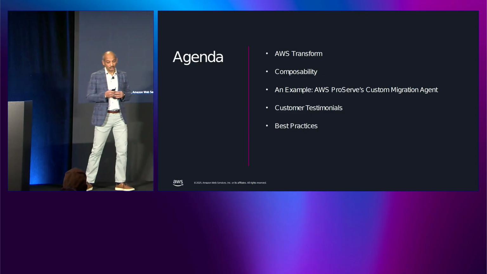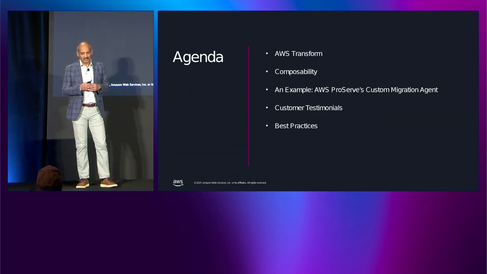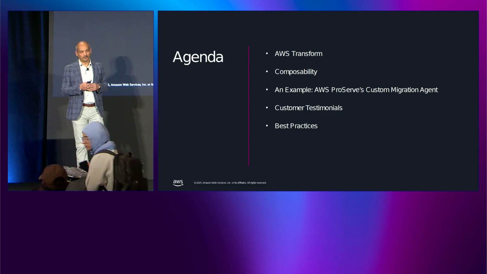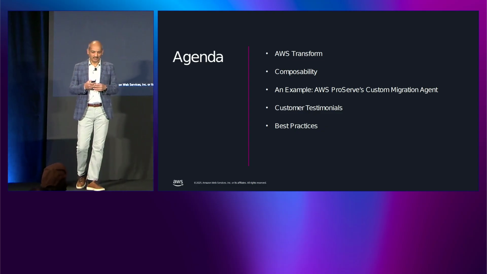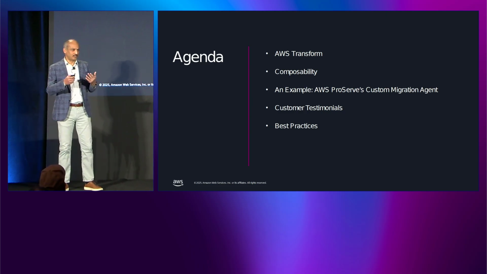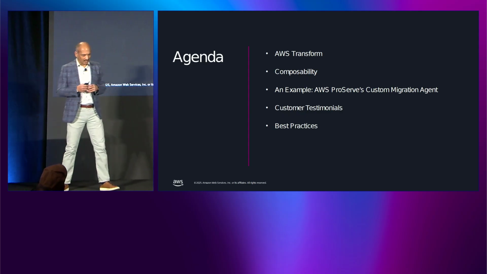Today, I'm going to introduce you to AWS Transform, and also talk about composability, which we just announced yesterday. Then I will show an example of an internal partner of ours that used composability to extend AWS Transform for their own needs. This partner is our own AWS Professional Services team, and it's really going to change how professional services does business going forward. And finally, I'll share some customer testimonials and some best practices for how you can customize AWS Transform to your own needs. Before I dive in, I just want to understand the audience a little bit.